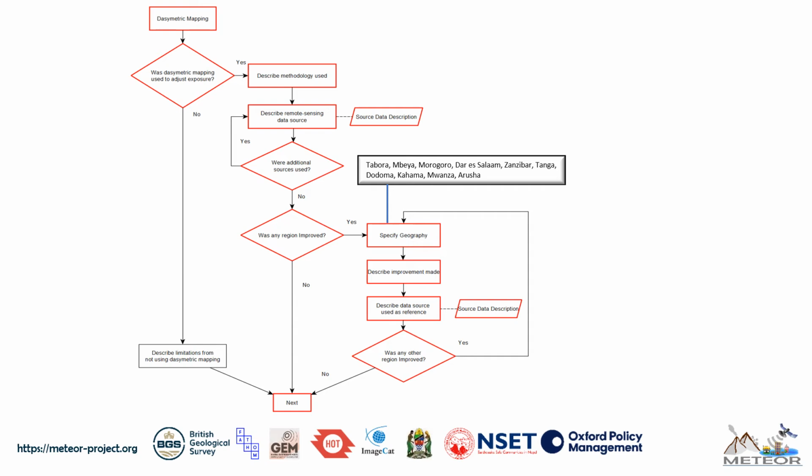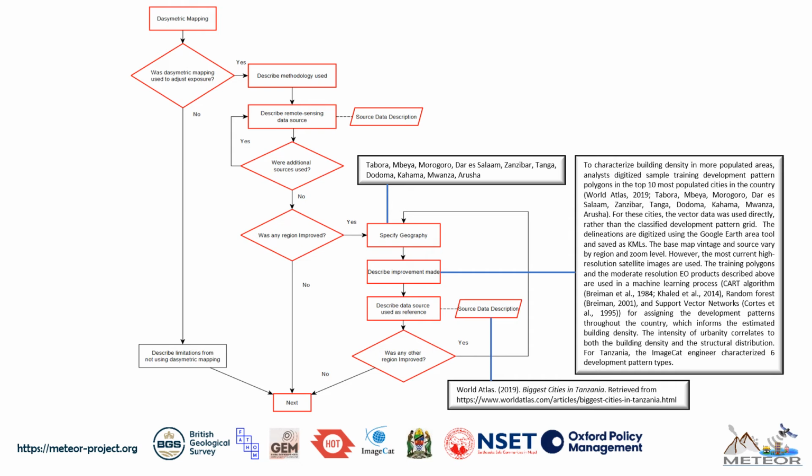To characterize building density in more populated areas, analysts digitized development pattern training polygons in the top 10 most populated cities in the country. For these cities, the digitized vector data was used directly rather than the classified development pattern grid. The delineations are digitized using Google Earth area tools and saved as KMLs. The base map vintage and source vary by region and zoom level. However, the most current high-resolution satellite images are used.